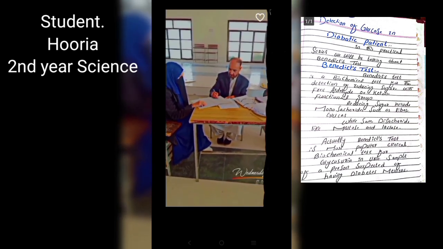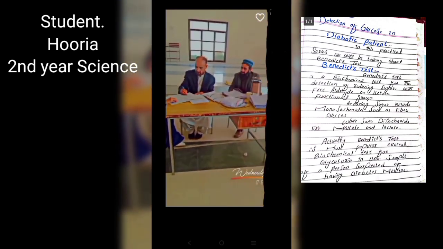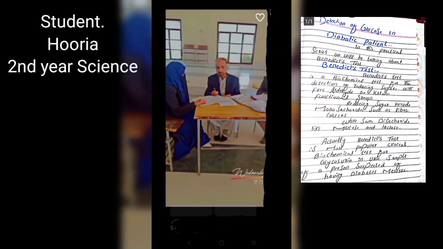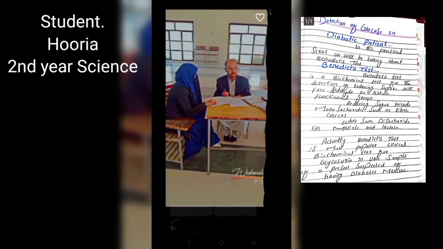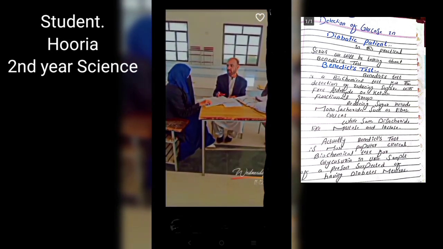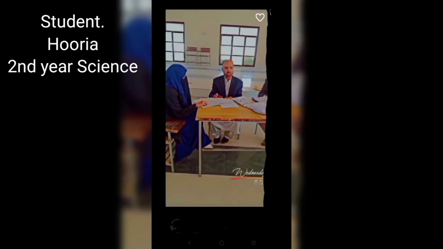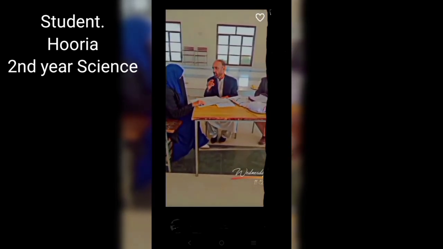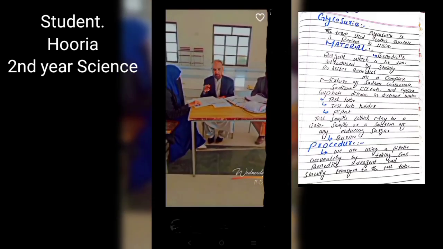Actually, Benedict test is the most popular clinical biochemical test for glycosuria in the urine sample of a person suspected of having diabetes mellitus. Yes, glycosuria. Glycosuria is actually the term used when glucose is present in urine.